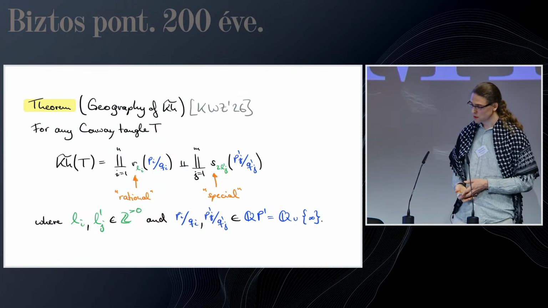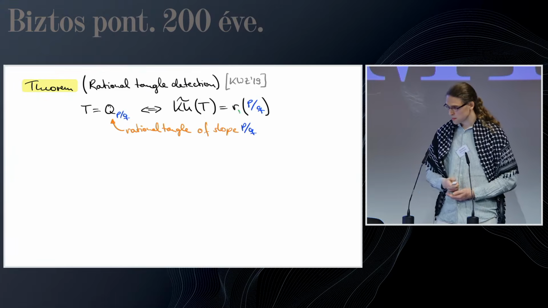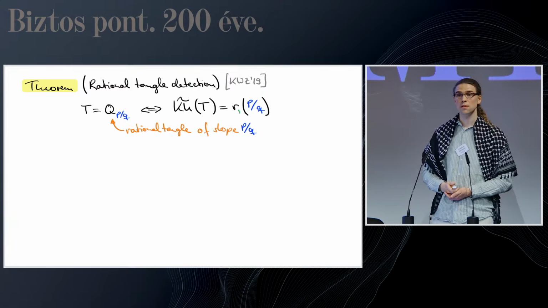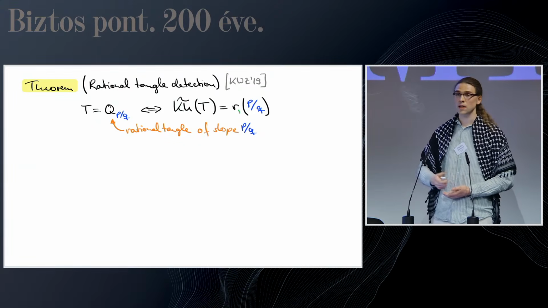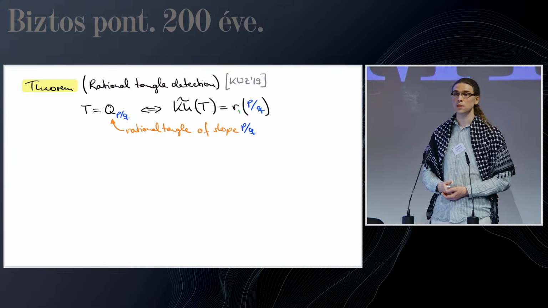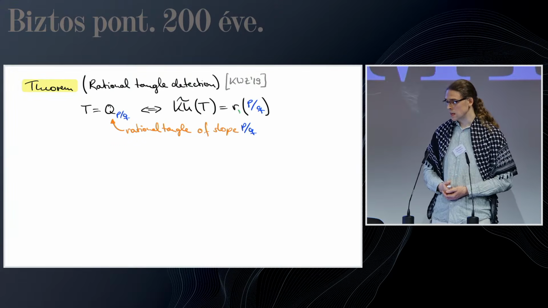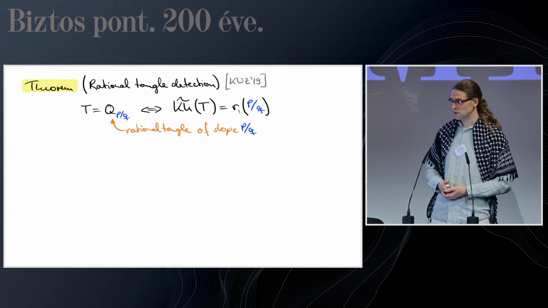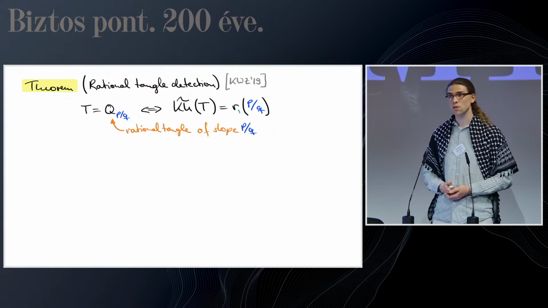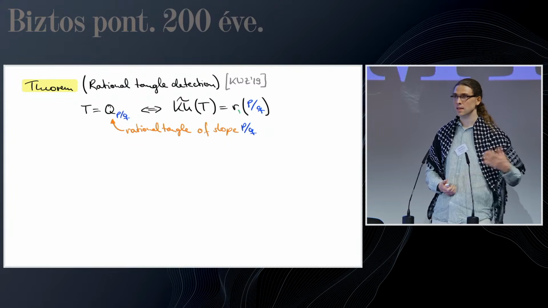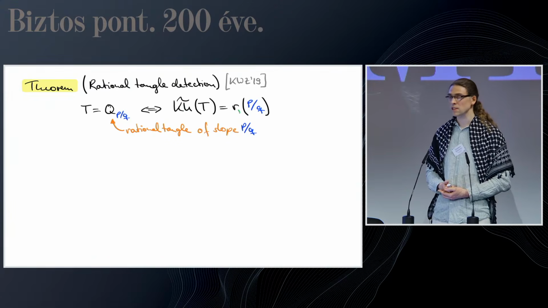Okay, and it turns out that these Khovanov invariants detect rational tangles, and they're equal to exactly these rational components that we saw on the previous slide. So if you have a tangle T whose Khovanov immersed curve invariant consists of a single component which is rational of length 1 and slope P over Q, then that tangle had to be the rational tangle of this slope P over Q.